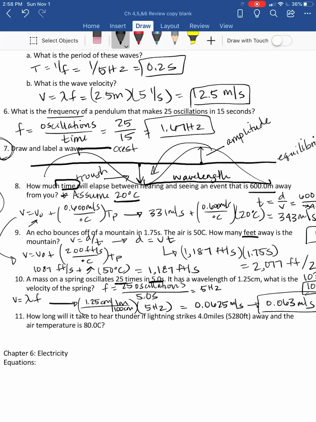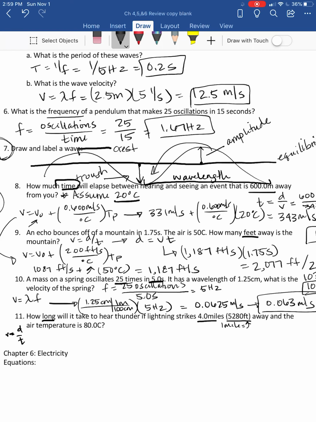Actually, it doesn't give the amount in feet, because that's weird that I wrote that. 1 mile is equal to 5,280 feet, and this is 4 miles, so we've got to convert that over. And it says that the air temperature is 80 degrees Celsius. So if it's telling you feet, then you can use that velocity one that has the feet per second instead of the meters per second. Okay, and again, this is wanting us to find how long, so that's how much time.